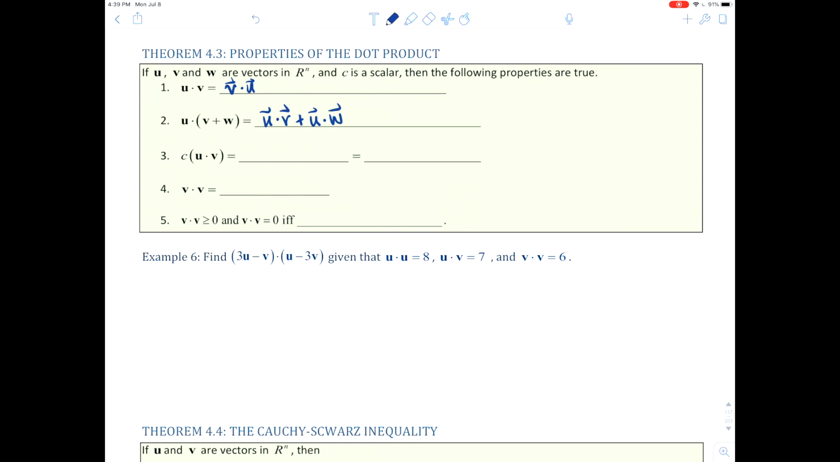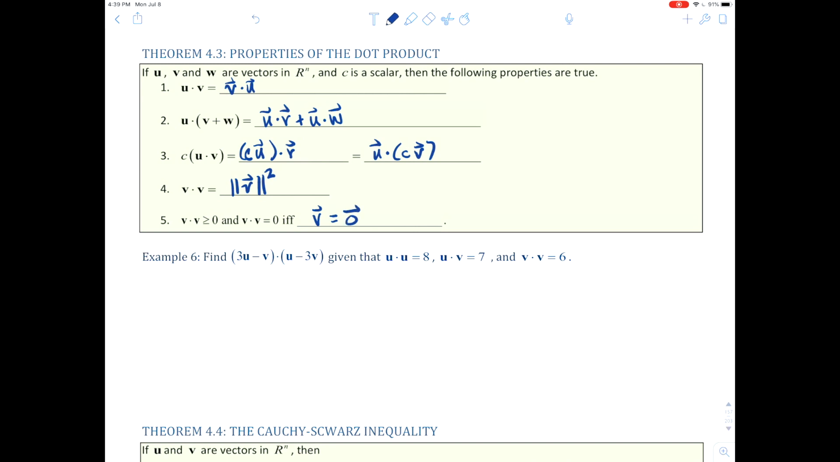A scalar times u dot v is going to either be c times u dot v, or you could have it as u dot c times v. Okay? So the scalar only goes into one of the vectors. And what did we learn? V dot v is equivalent to the magnitude of that vector squared. And for 5, v dot v is greater than or equal to 0, and v dot v equals 0 if and only if v is the 0 vector.